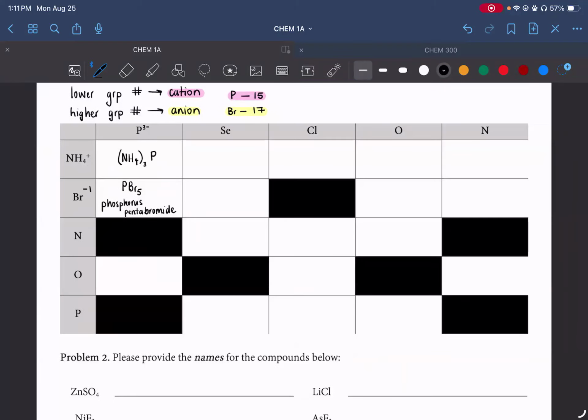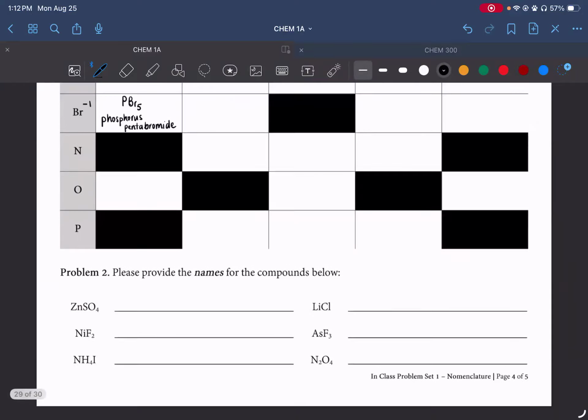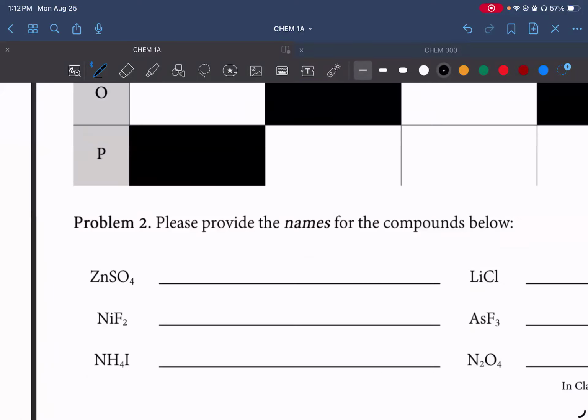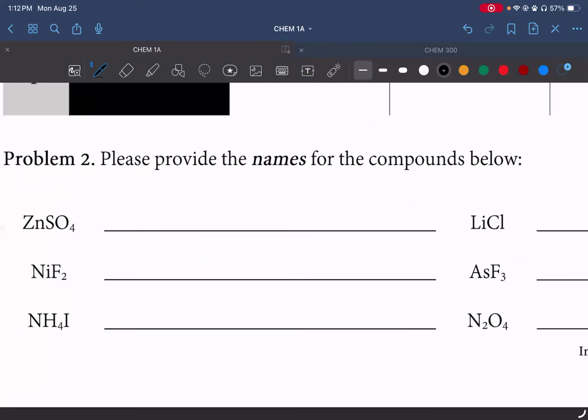The cells that are blacked out are impossible for you to answer. So don't attempt those, of course. All right, I just want to take a try from this problem down here. Problem 2, we're going to try these two right here.